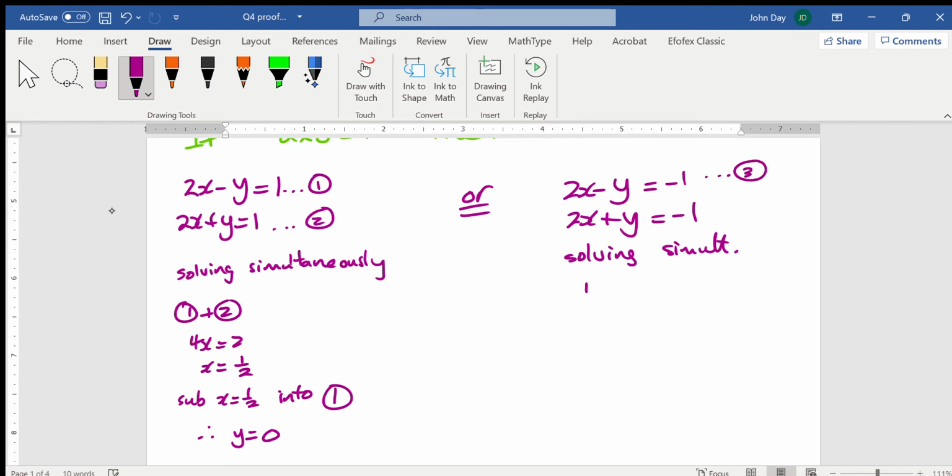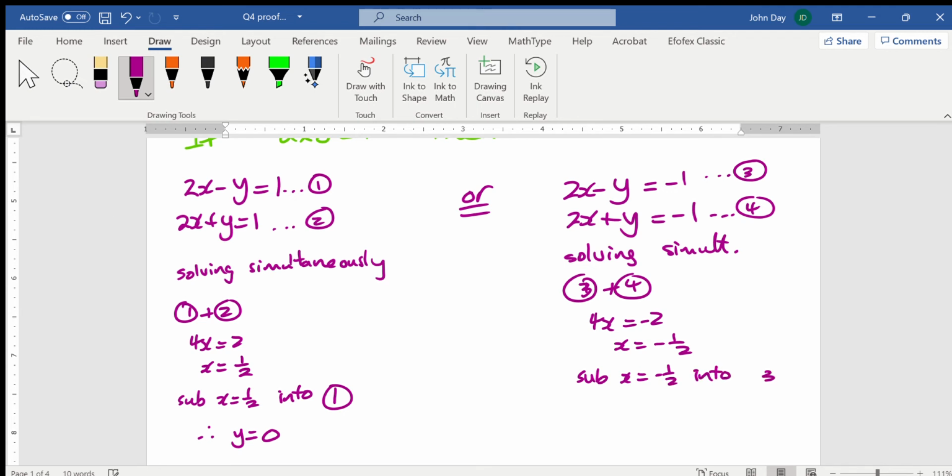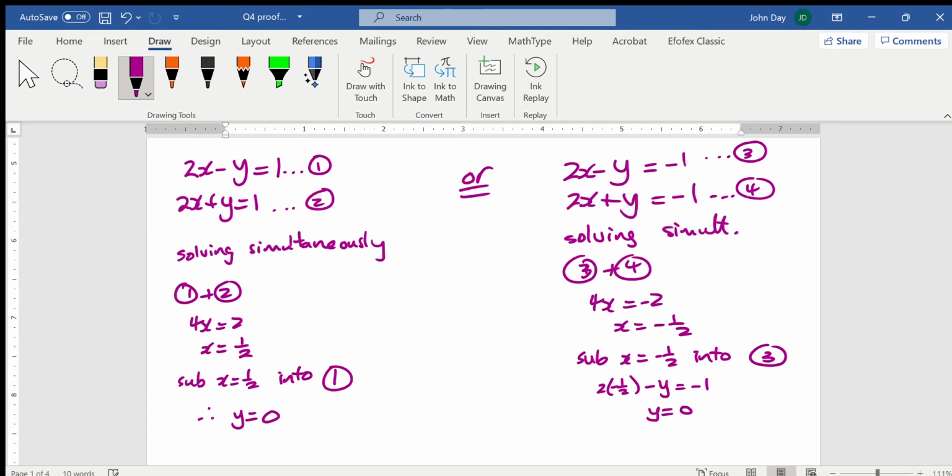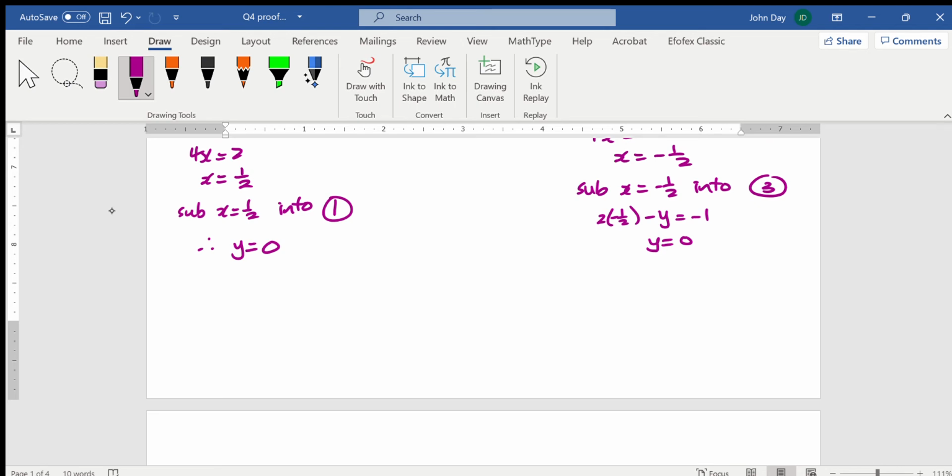Here I've got a couple of equations. So I'm going to add them together, and I get 4x equals minus 2, so x equals minus a half. And if I sub x equals minus a half into equation 3, I get 2 times minus a half minus y equals minus 1. So minus 1, so y equals 0. All right, so either x equals a half, y equals 0, or x equals minus a half, y equals 0.